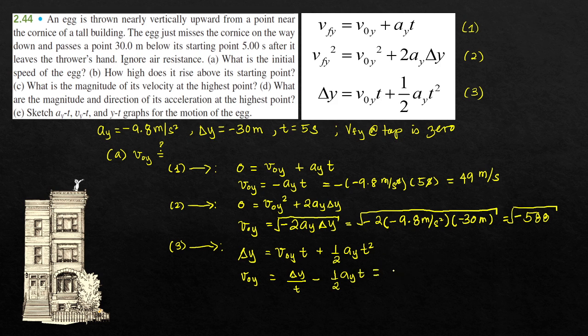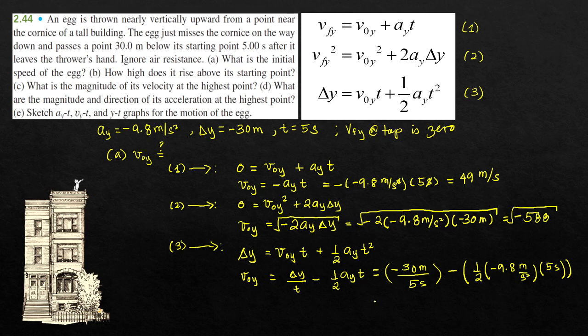If we plug in the values of all the given, we will have 30 meters divided by 5 seconds, minus 1/2 negative 9.8 meters per second squared multiplied by 5 seconds.